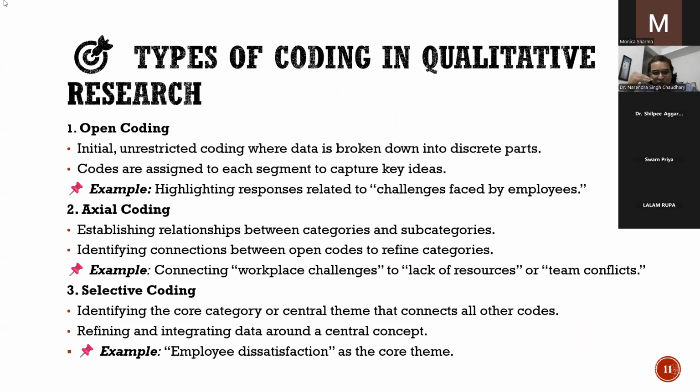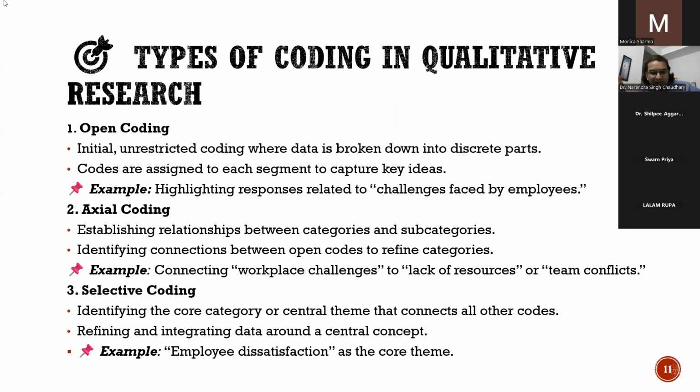Axial coding, when I'm doing that, is the second level. So what I'm doing is trying to establish the relationship between the categories that I identified initially and the subcategories. So there is a main category and then there are subcategories, right? And then I identify connections between open codes to refine categories. That is, is there any relationship? So that is connecting workplace challenges to lack of resources or team conflict. Can you make some sense out of it from this particular example?